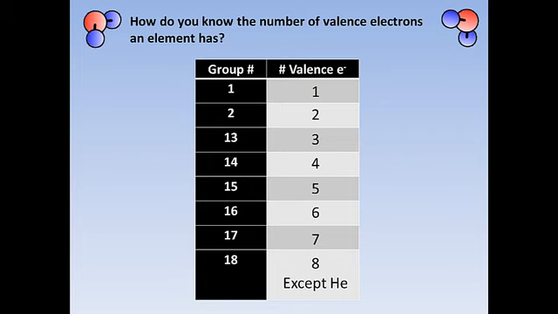There is one exception to this rule, and that is helium. Helium only has 2 total electrons, so it has 2 valence electrons instead of 8 like the rest of the noble gases.